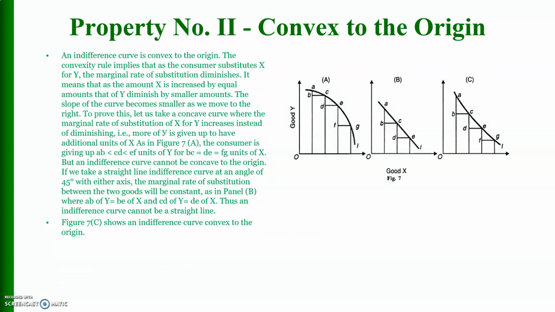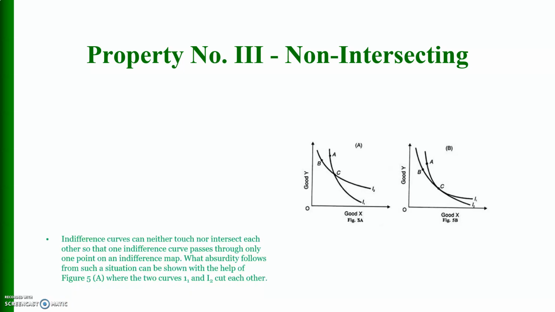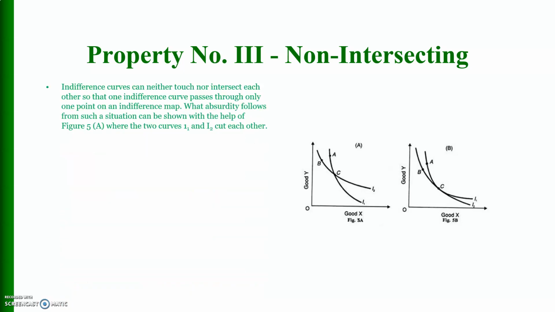Figure 7c shows an indifference curve which is convex to the origin, and that is the true one. Here the consumer is giving up less and less units of y in order to have equal additional units of x. That is, AB is greater than CD is greater than EF of y, for BC equal to DE equal to FG of x. Thus, an indifference curve is always convex to the origin because the marginal rate of substitution between the two goods declines.